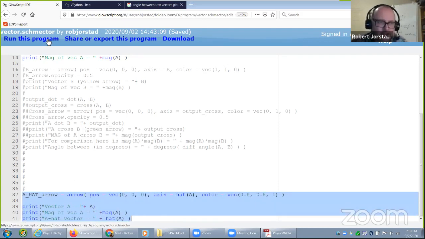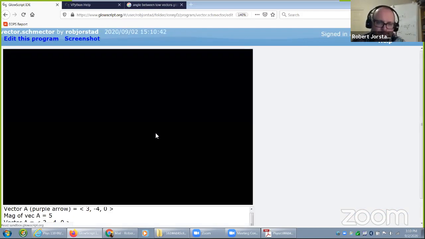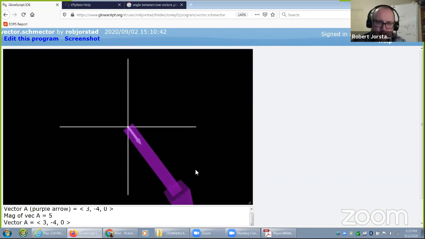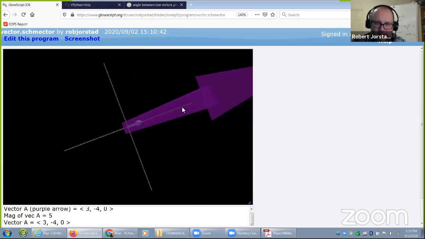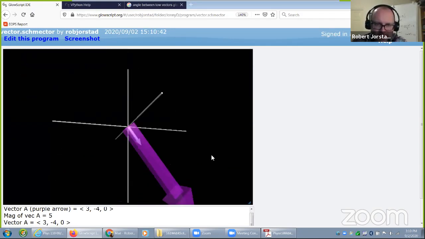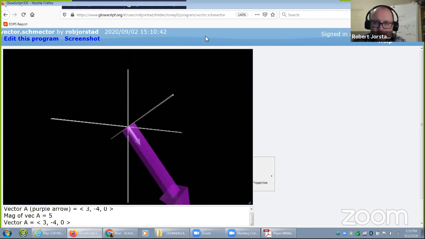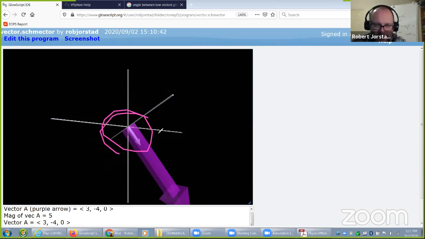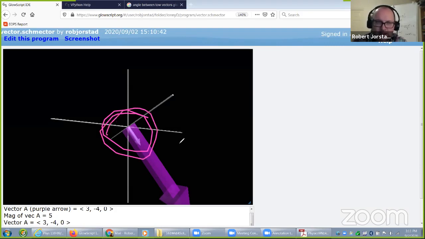So in this case, I could run this program. And now this is the idea. The big purple arrow is the vector, right? And then the little white arrow hidden inside of it is the unit vector. Now, in 2 dimensions, you might be saying this is stupid. And okay, yeah, whatever you think, that's fine.